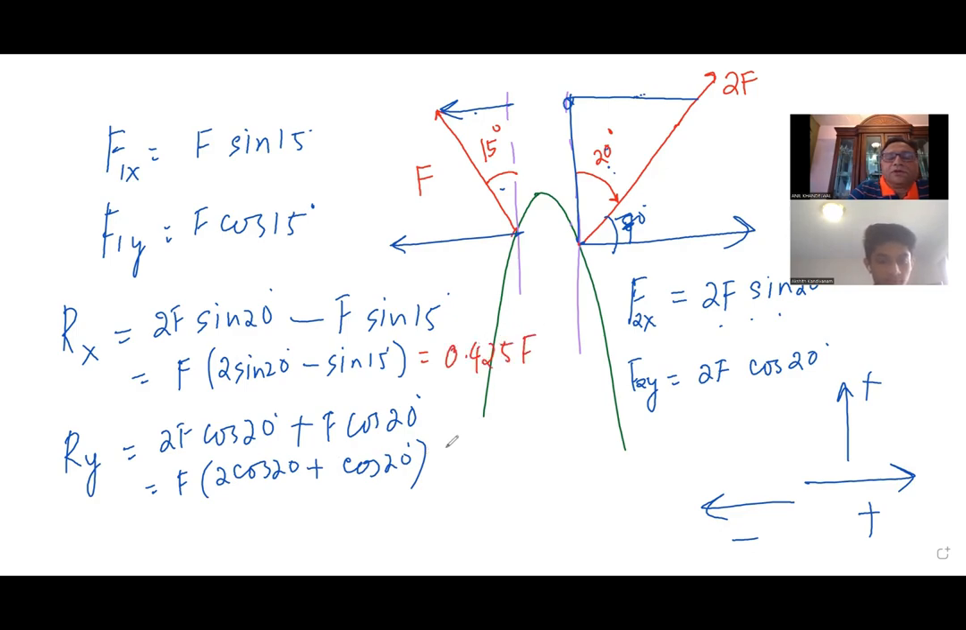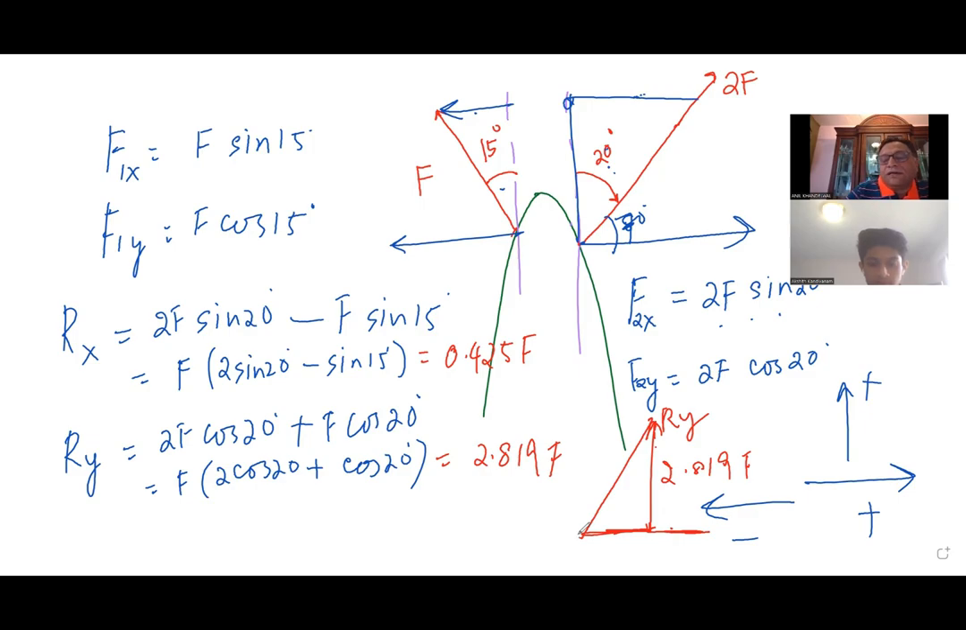And this will be how much? 2.819. Correct? So now you get the resultant force. You are mainly interested in the angle, right? As you can see, the resultant which you got here is the y component, Ry, which is 2.819F. And the x component is going in this direction. And so that is your angle, correct?